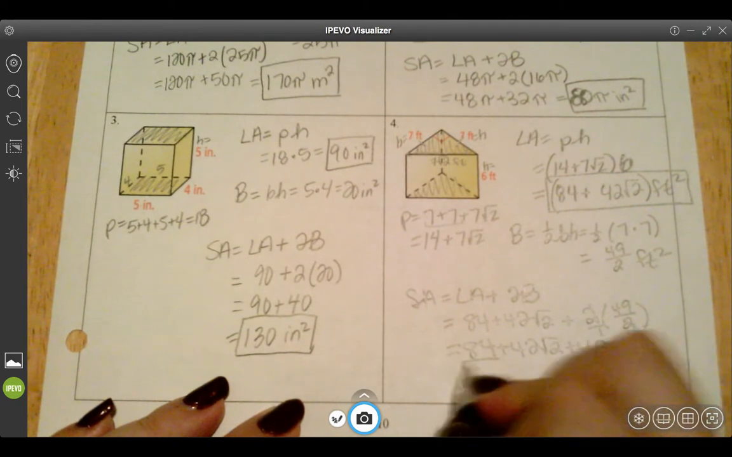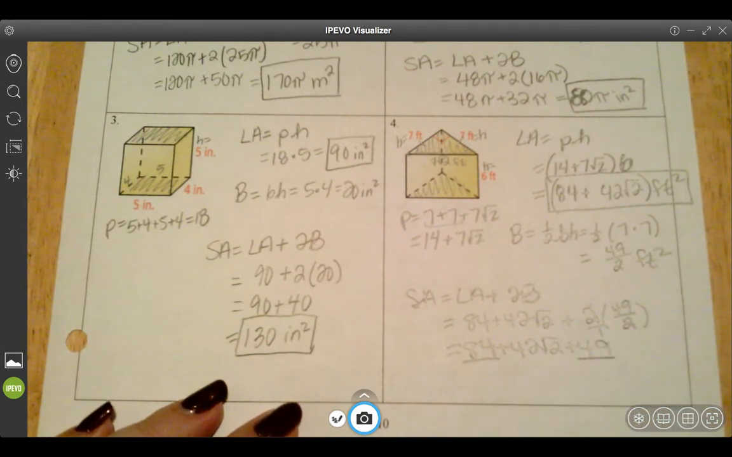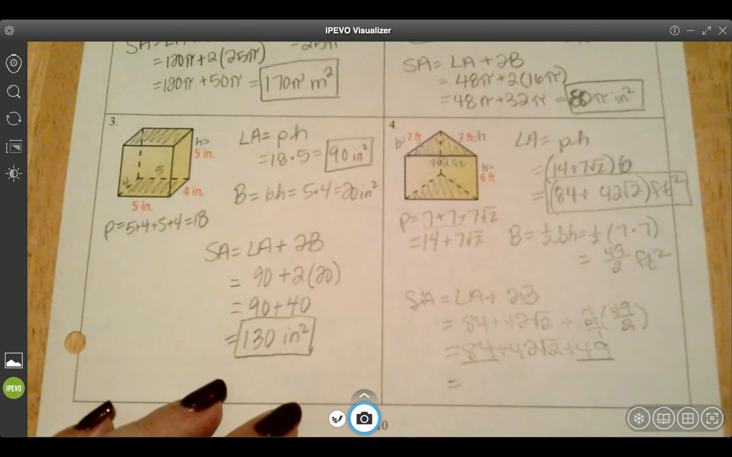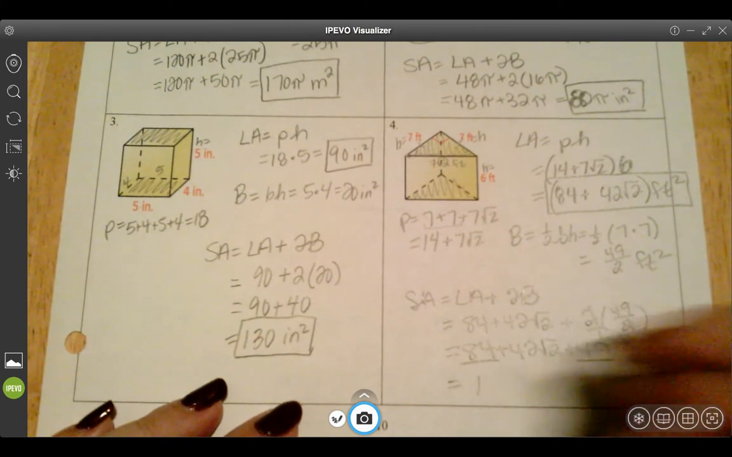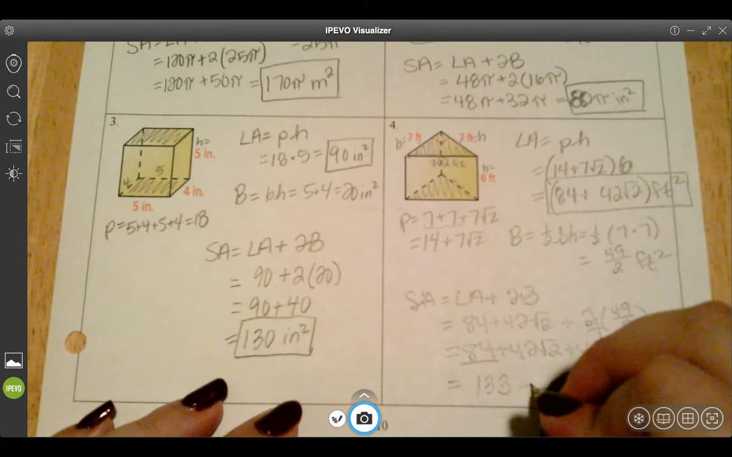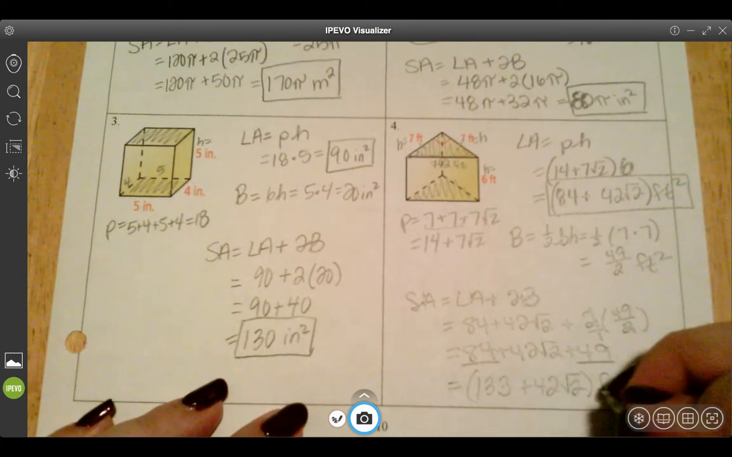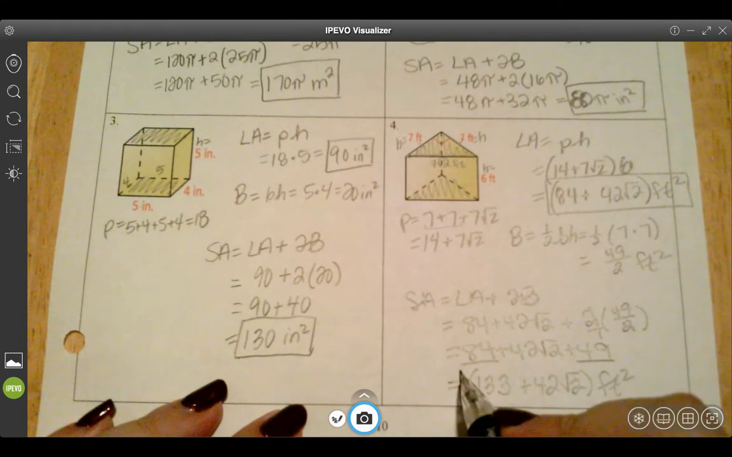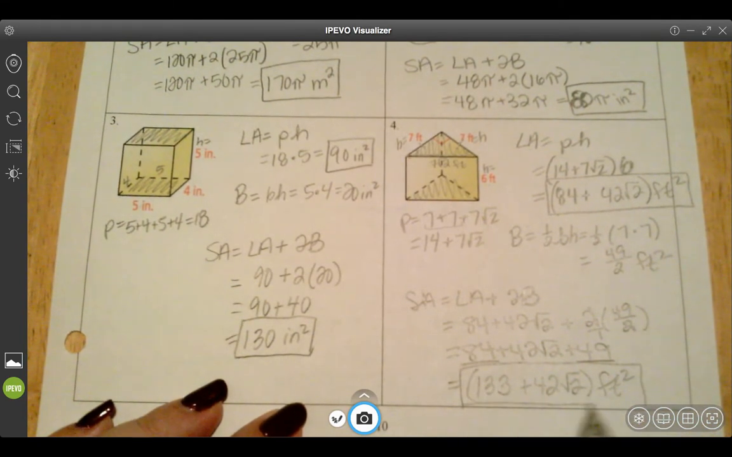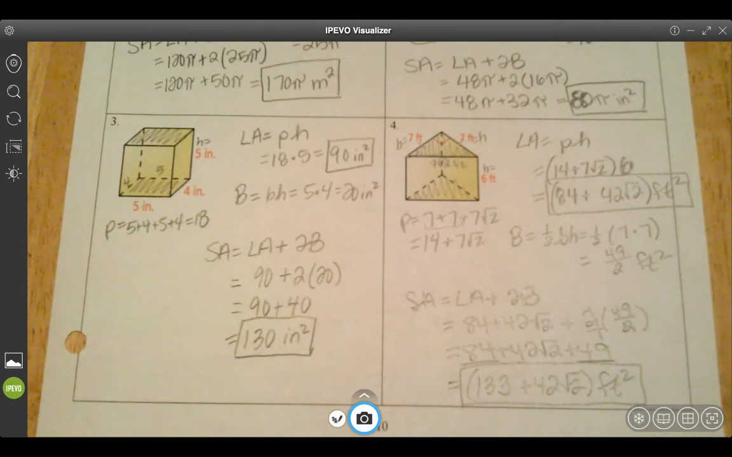Like terms are the ones without the radicals in this case. 84 plus 49 is 133 plus 42 times the square root of 2. That whole thing is in square feet. Again, that's the exact version. You can put that whole thing in your calculator, 133 plus 42 times the square root of 2, to find the estimated answer. Let's look at our last couple of examples.